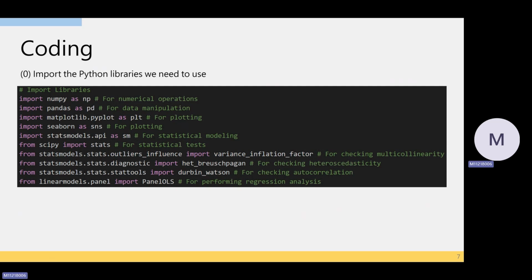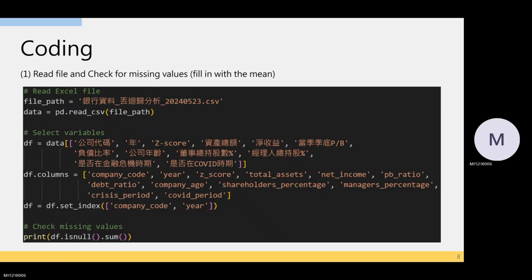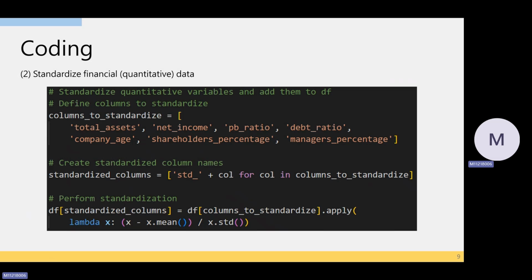The initial step is to import Python libraries. We use libraries such as pandas for data manipulation, NumPy for numerical operations, and statsmodels for statistical modeling. And we will read file and check for missing values. We load the dataset and handle any missing values to ensure the dataset is complete and ready for analysis. And we will standardize data. We apply standardization techniques to financial data to facilitate comparison and improve model accuracy.